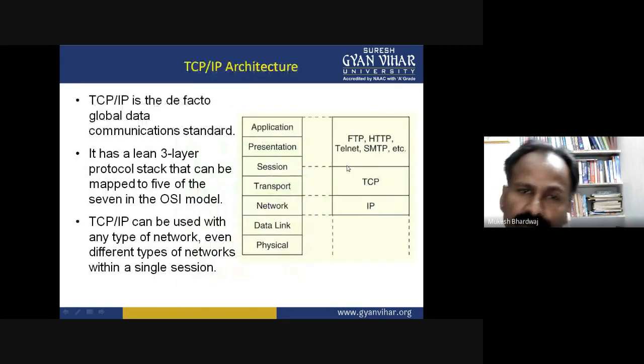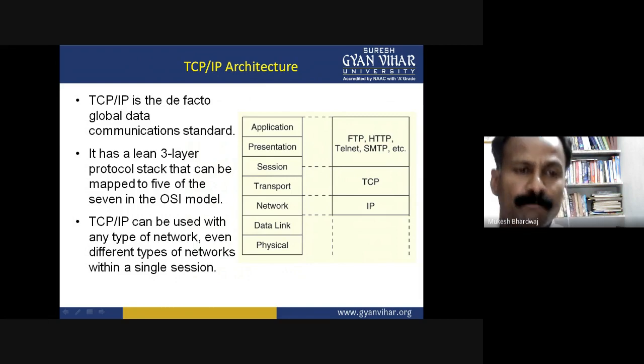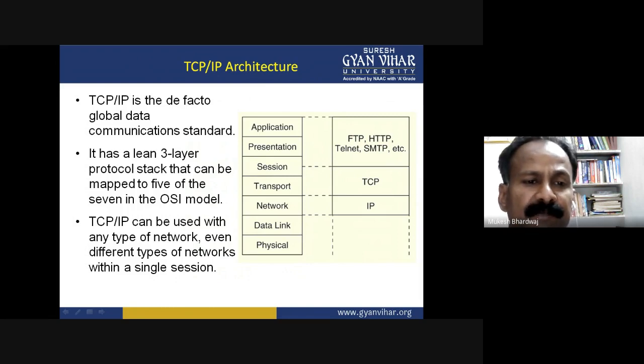And TCP/IP, the Transmission Control Protocol/Internet Protocol architecture, is the de facto global data communication standard. It has a lean 3 layer protocol stack that can be mapped to 5 of the 7 layers in the OSI model. TCP/IP can be used with any type of network, even different types of networks within a single session.